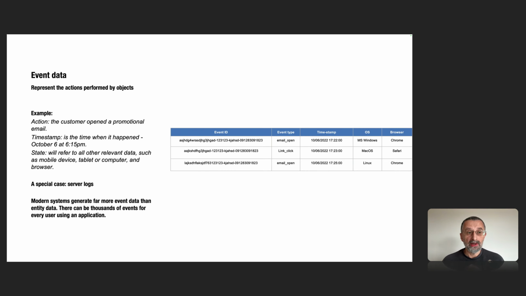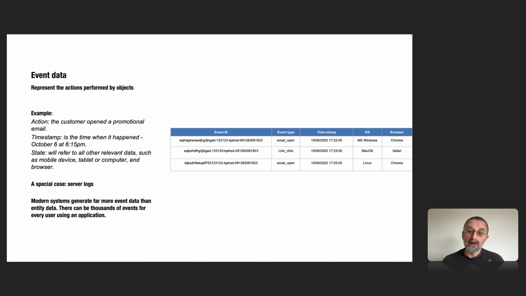On the other hand, we have completely different types of data, which are event data. They represent the actions performed by the objects. Example: the customer opened a promotion email. A timestamp is the time when it happened. State will refer to other relevant data such as mobile device, tablet, or computer, and browser. A special case for that are server logs. The fact is that modern systems generate far more event data than entity data. There can be thousands of events for every user using an application.